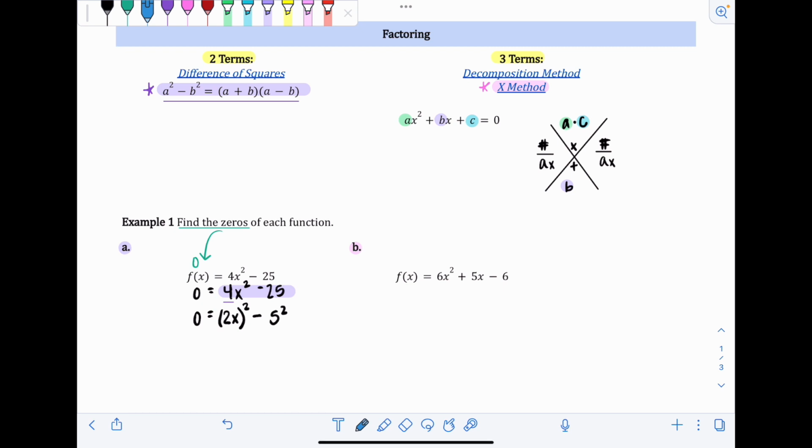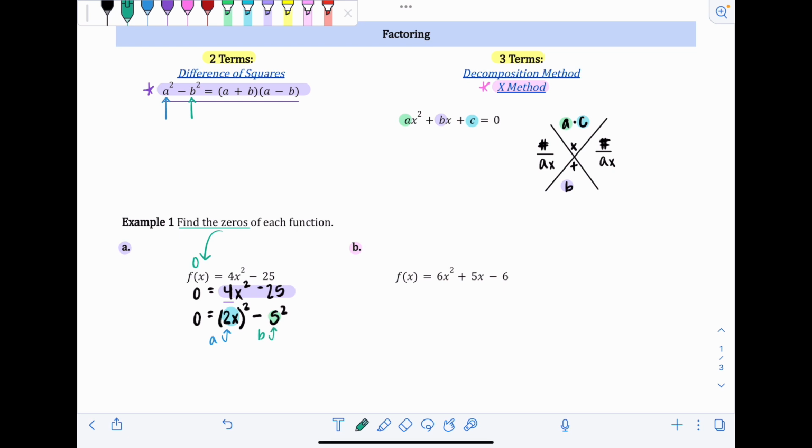The reason that we do that is because now that number in front that is being squared is going to be our a. So our a is going to be 2x. If we say a is 4x, that would end up giving us the wrong answer. And then the second number, the one after the subtraction symbol that's being squared, is going to be our b. So our b would just be 5.